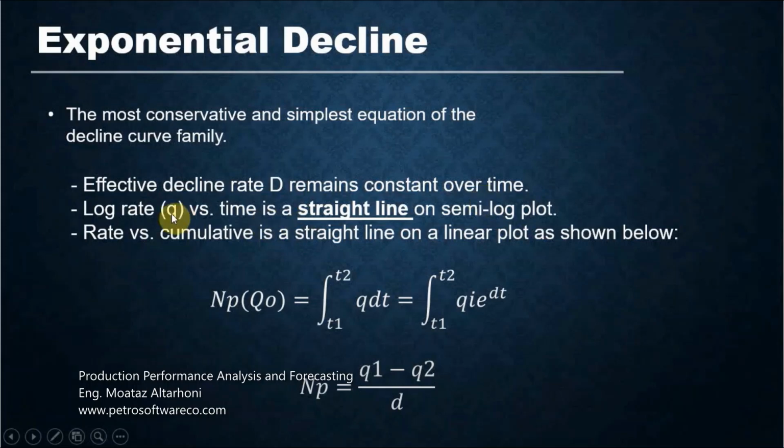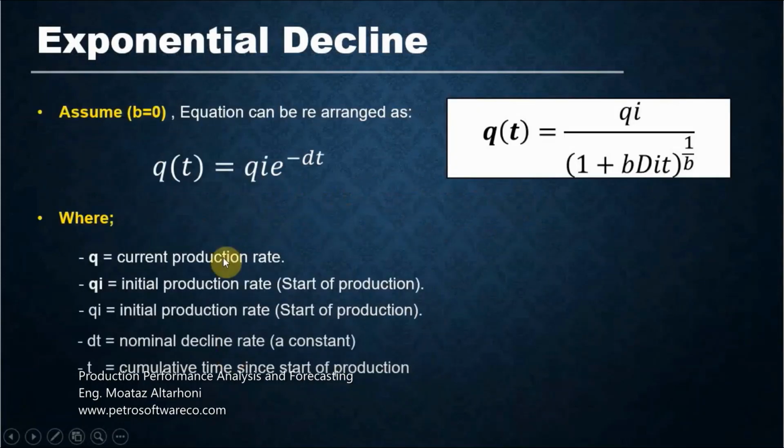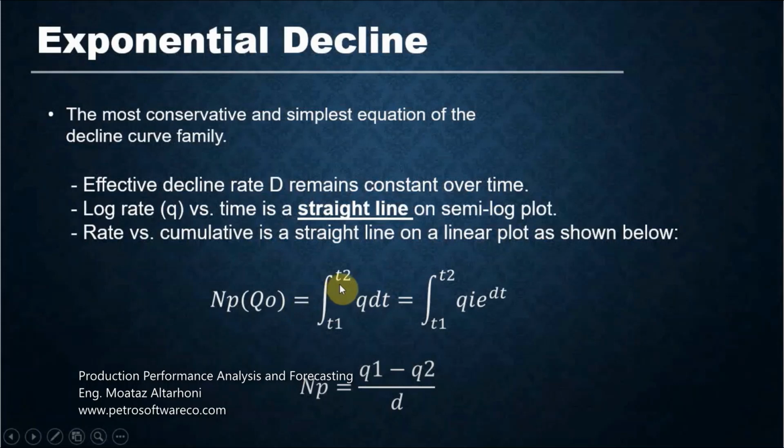After we plot the log rate versus time, we say it's a semi-log plot, because if we use a Cartesian plot, we cannot define the curve, and it will not be very clear. So for the exponential, after applying this method, it will be a straight line on a semi-log plot, and we will see the example. And if we use rate versus cumulative, it's also a straight line on a linear plot, shown below here. That's the equation. When we integrate the oil rate from time 1 to time 2, it will give us the cumulative total oil production over time.